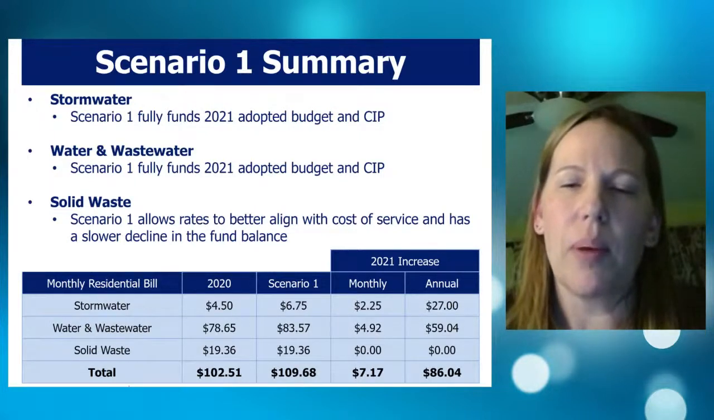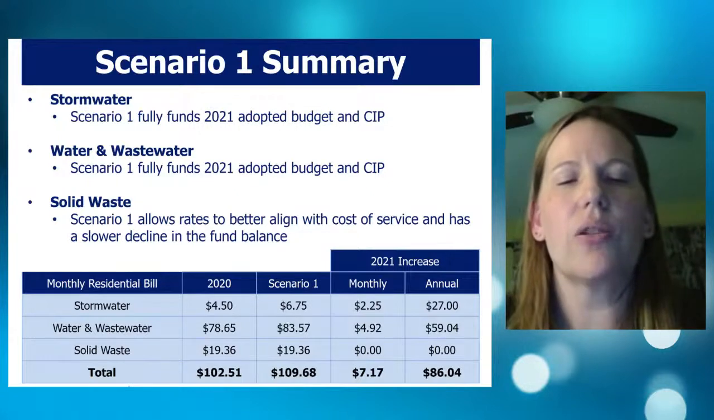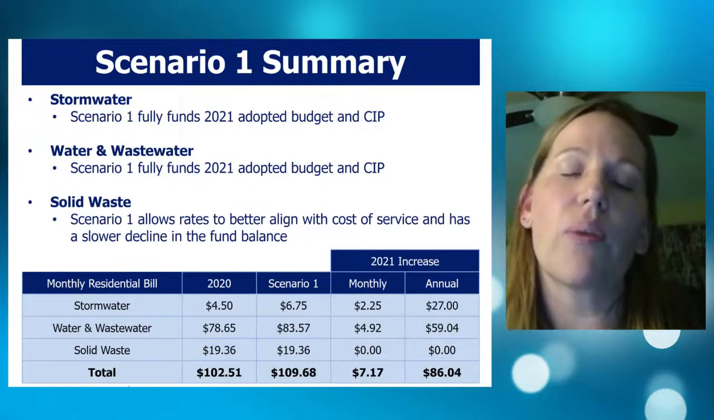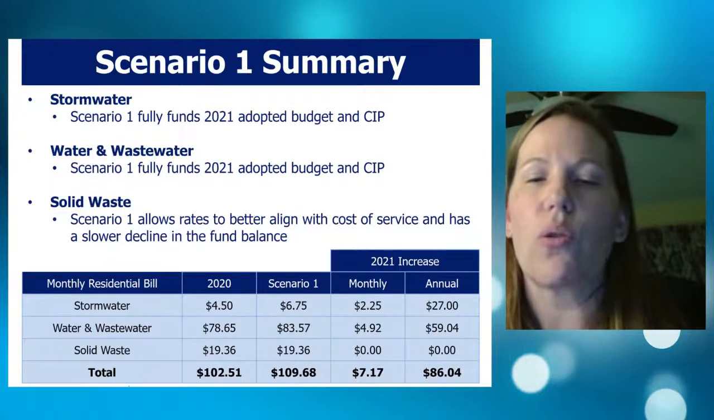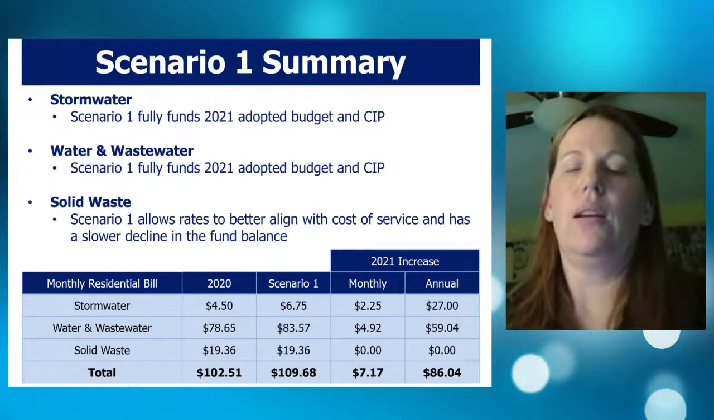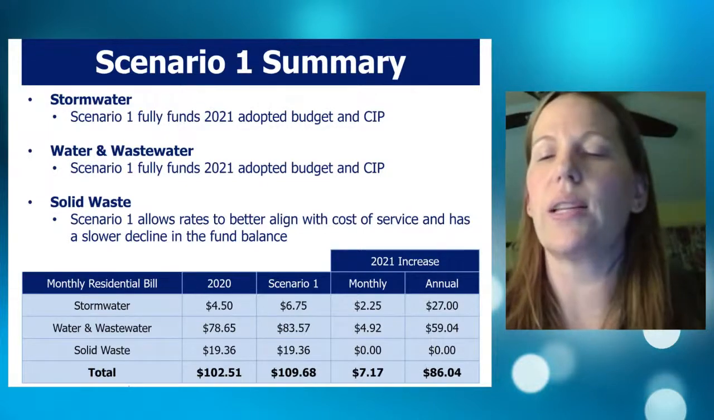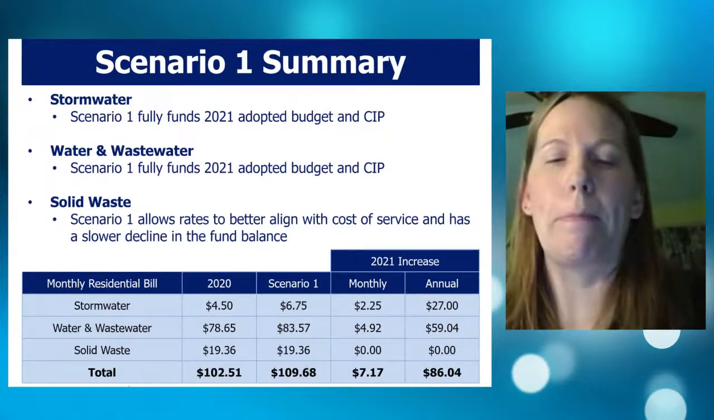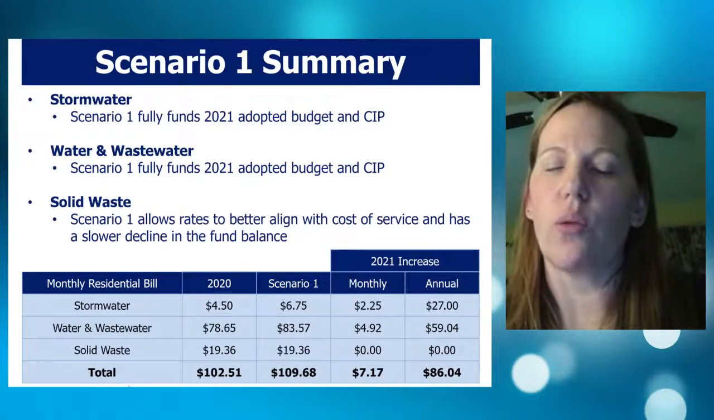So the bottom table here, I've taken the summary slides from the previous presentations to try to get a look at what a residential bill may look like and what the impact would be with the scenario one situation. So for stormwater, you can see the current 2020 rate of 450 with an increase of 225 per month, that would be $27 a month. And then you have the same calculation for water and wastewater as well as solid waste.